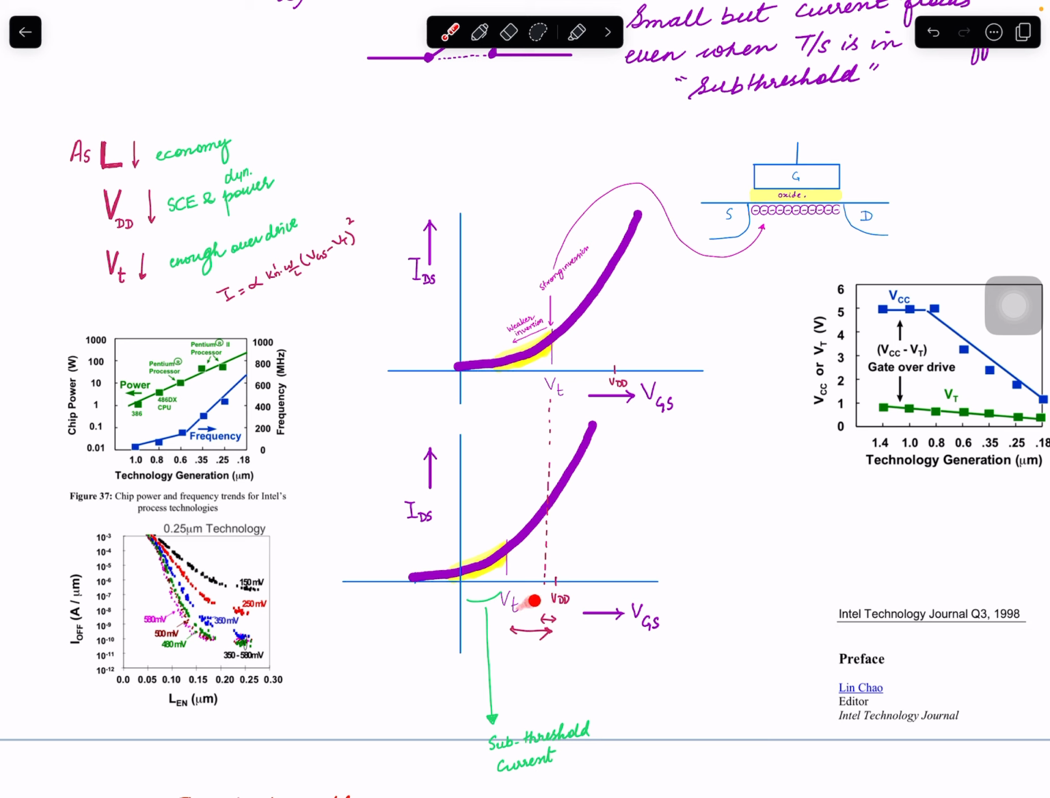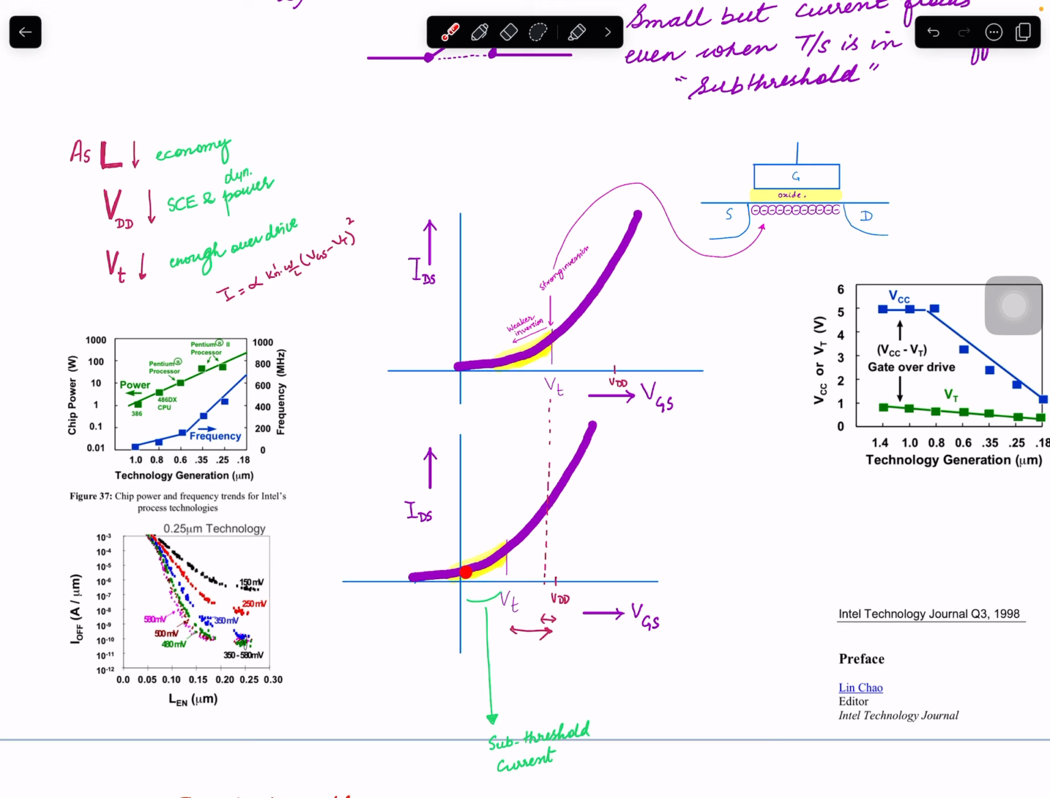So this was important to do, to bring a better frequency and better performance, faster and faster PCs, CPUs. So we had to make that delta. But the problem is when you bring VT here, then look at this thing. Now this curve is going to be the same, it's just shifted. Now the problem is when VGS is 0, it's not 0 current, there is some current.